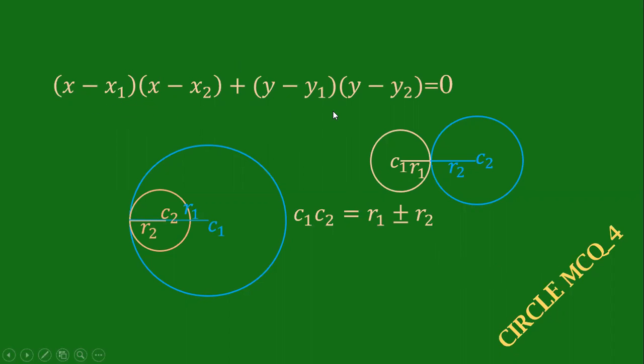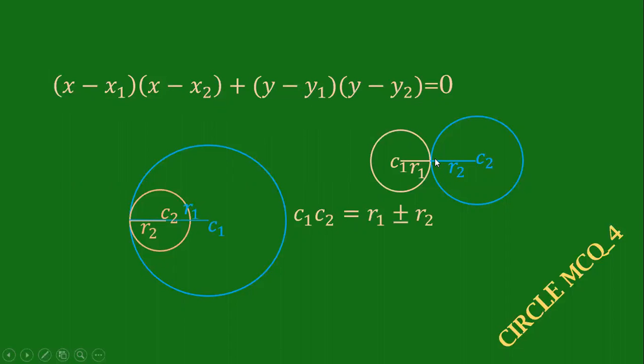In the beginning, we see one or two formulas. This is a formula when the extremities of a diameter of a circle are given, then we use this formula to find the equation of the circle. When (x1, y1) and (x2, y2) are the extremities or the end points of a diameter, then we get the circle with this formula.